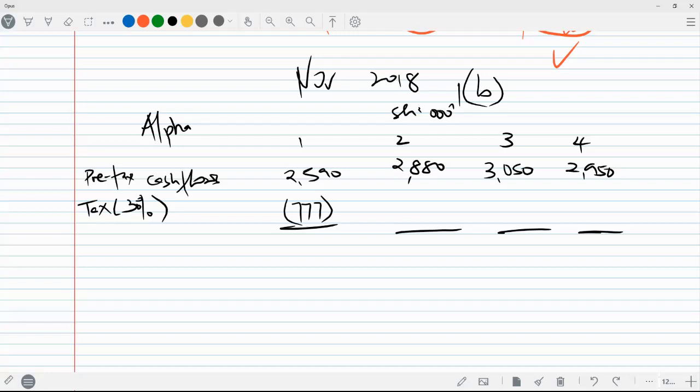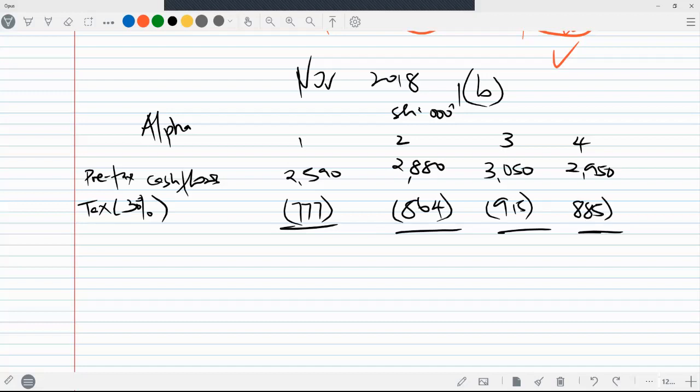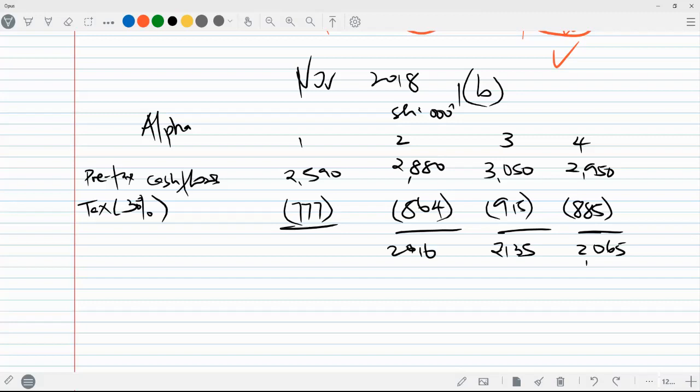Yes, 777. 869, cut out 4. 915. 885. Net 2065. 2135. 2016. 1813. Okay, and that is it. No salvage value.